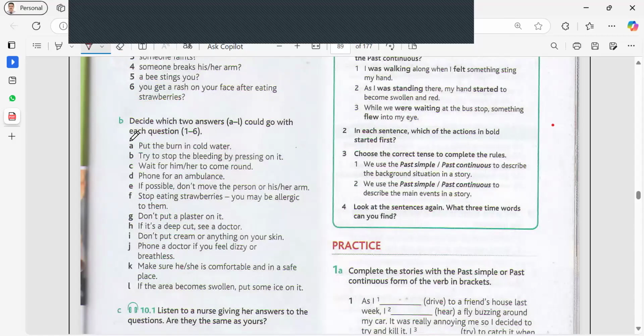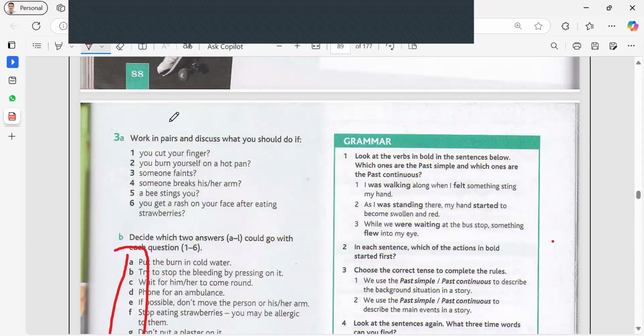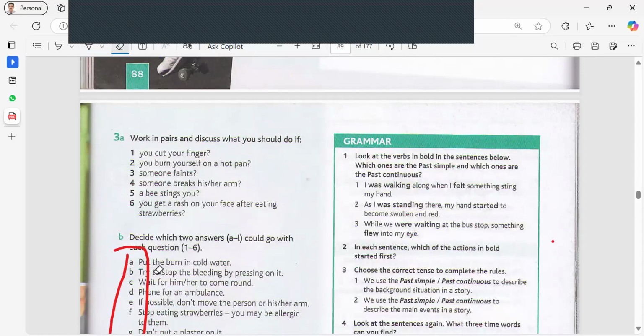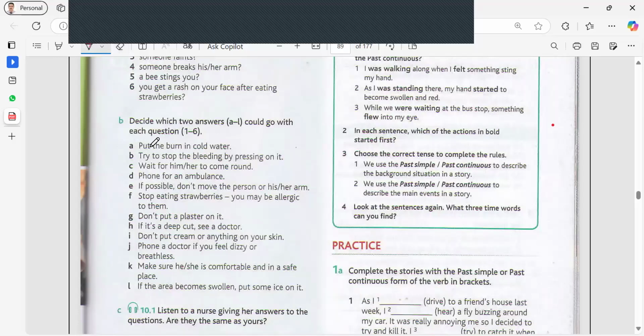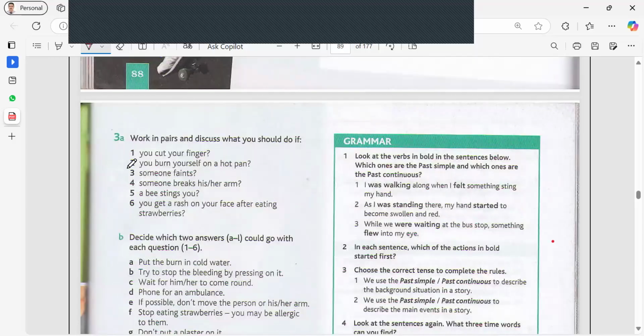Okay. Here we have some solutions from A to J. Can you please match the solution to the health problem? Number here, A, for example. Put the burn in cold water. Get ice. Which problem? Choose 1, 3, 4, 5, 6.